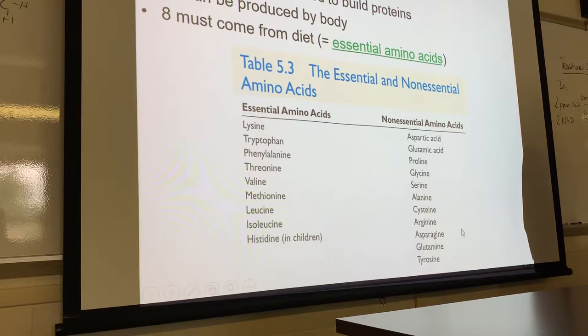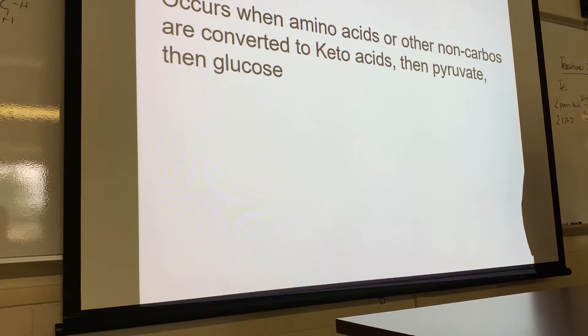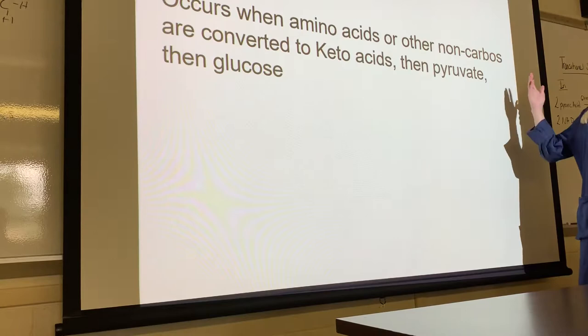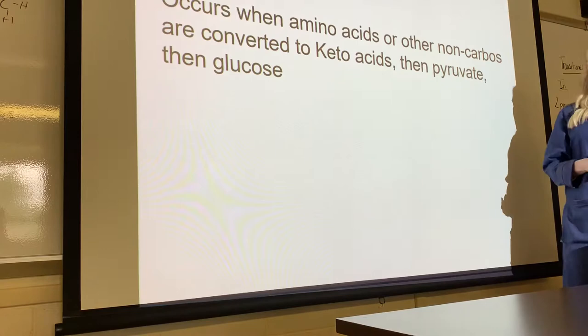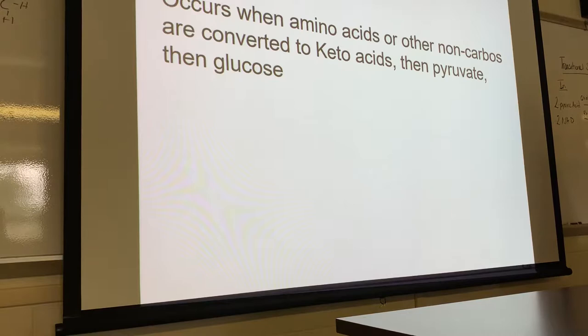And we already talked about gluconeogenesis, where amino acids or other non-carbohydrates are converted back to glucose. And again, through the Cori cycle, we saw that today, between the skeletal muscle and the liver and conversion of lactic acid back to glucose again.